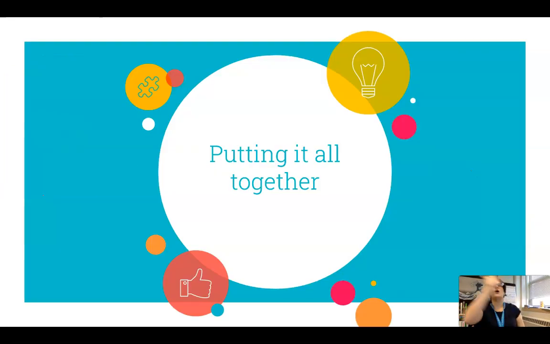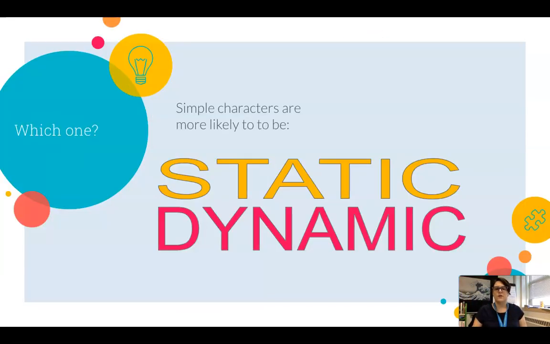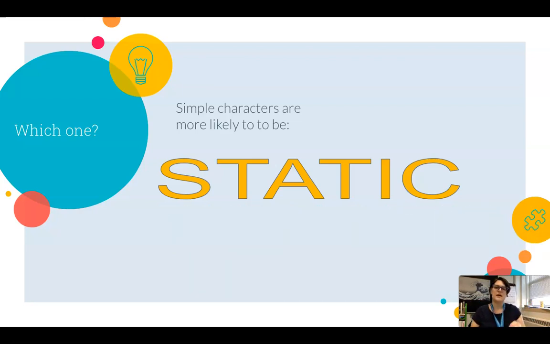All right, so let's put it all together now. So just for fun, those simple characters that are very basic, do you think they are more likely to be static, the same at the end of a story, or more likely to be dynamic and different at the end of the story? Again, more likely, not always. So simple characters are more likely to be static. However, it's not 100% true.